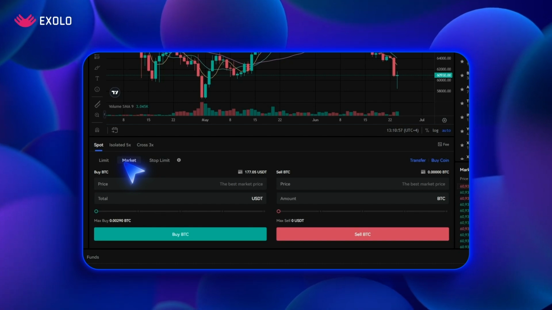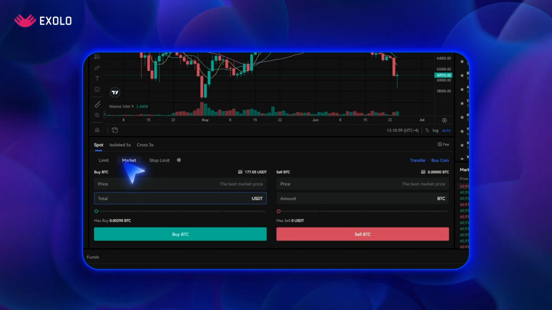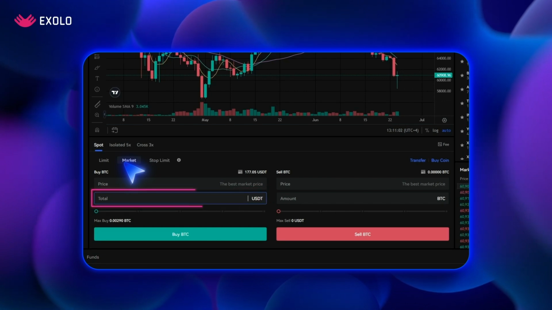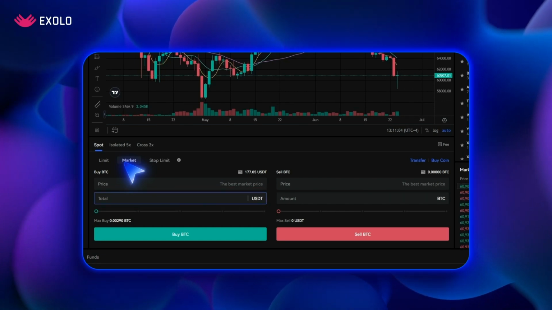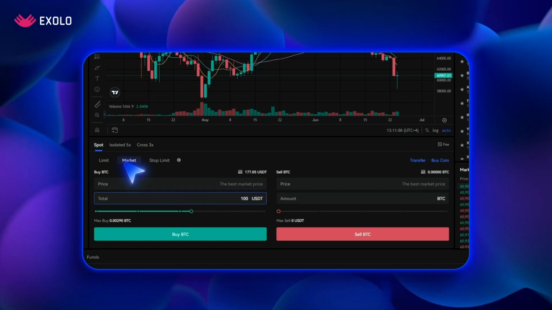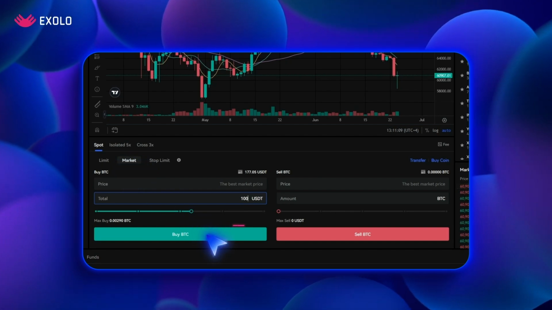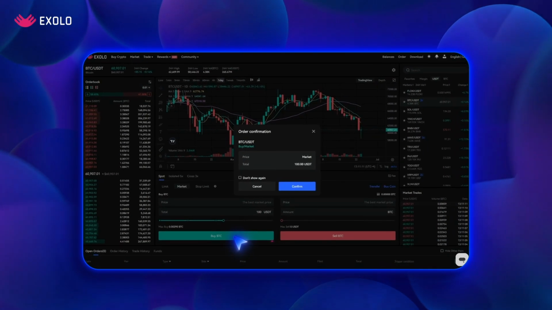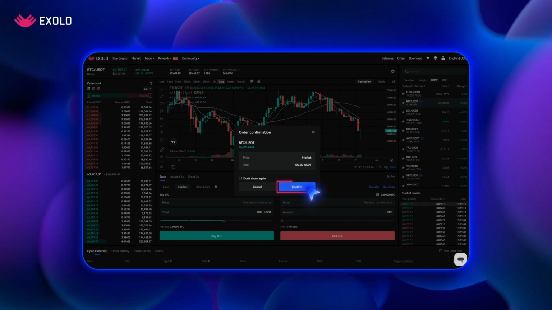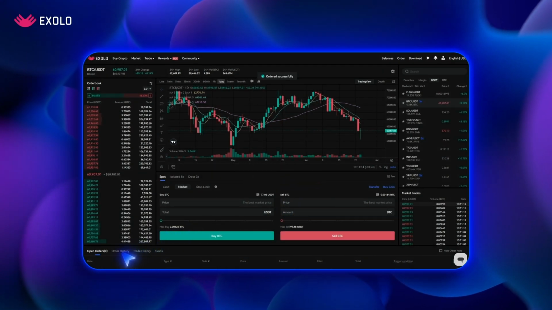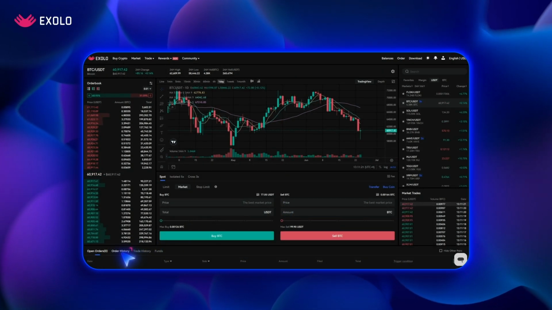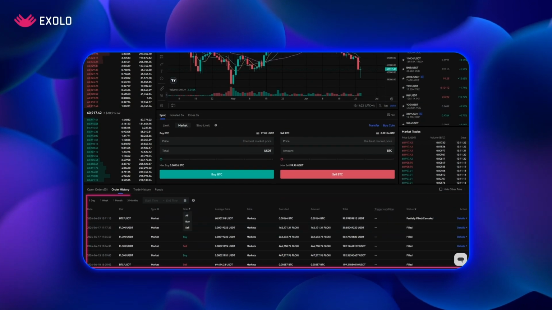Let's do a trade by executing a market order. Amount. Enter the amount of the asset you wish to buy or sell. You can specify this amount either in the coin's value or in USDT. Buy Sell button. After entering the amount, click the Buy or Sell button to execute the order. Click on Confirm. History. You can see the trades you did in the Order History tab here.